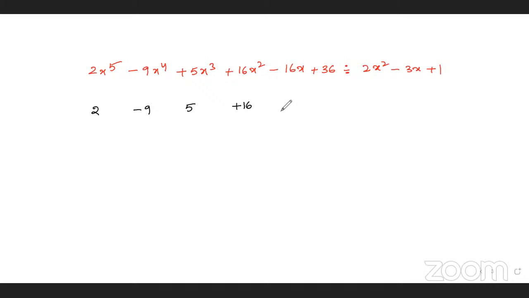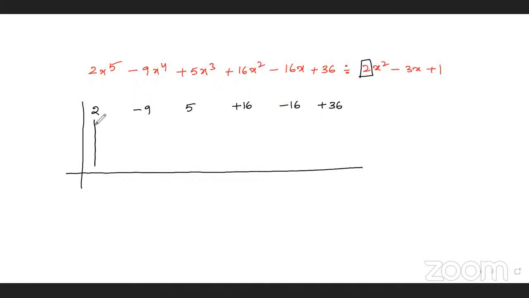Okay, let me take 2x power 5 minus x power 4 plus 5x cube plus 16x square minus 16x plus 36, divided by 2x square minus 3x plus 1. So let me write the coefficients: 2, minus 1, 5, 16, minus 16, 36. My main divisor will be 2. Now let me drop 2. This 2 is divided by this value.